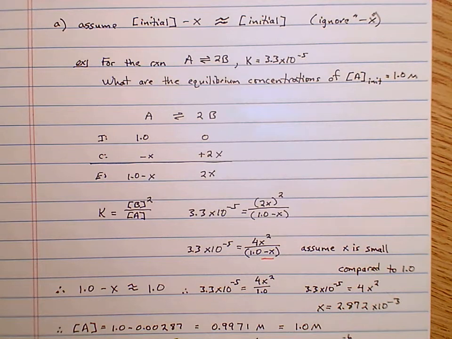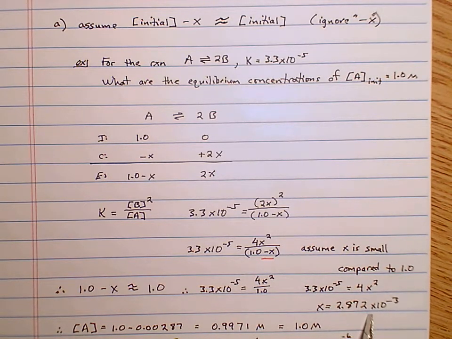Note, for significant figures, our k value, our equilibrium constant, has two significant figures, so our answer must have two significant figures. That means our answer should be 2.9 times 10 to the minus third. I carried out more significant figures just to demonstrate what's going to happen in a little bit.